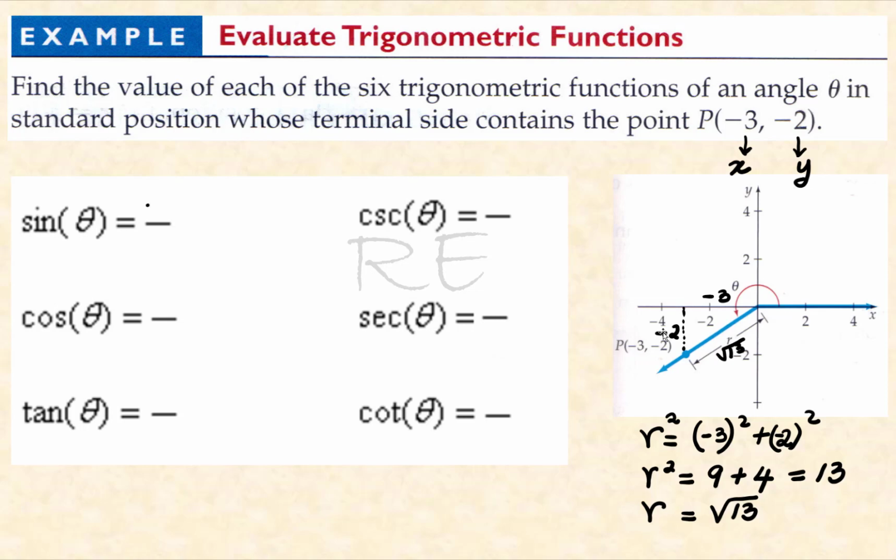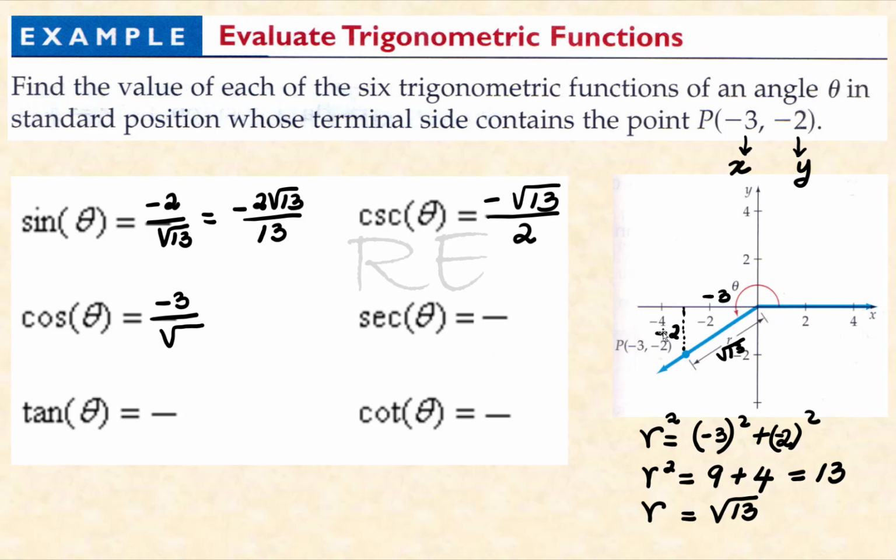Sine is opposite over the hypotenuse, so it's going to be -2 over square root of 13. When we rationalize, we get -2 square root of 13 over 13. We can just take the reciprocal to calculate the cosecant of theta: -square root of 13 over 2.